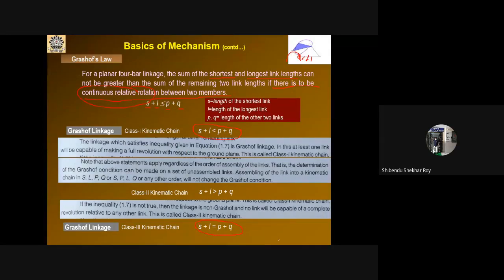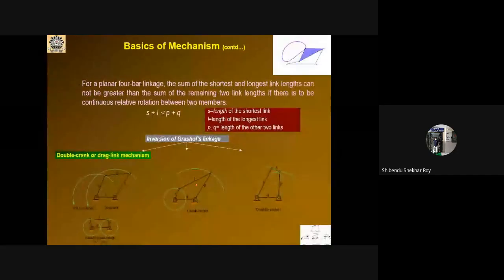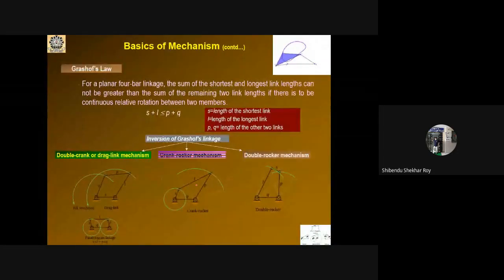So I would like to show you some examples here. If this condition is not satisfied, that means S plus L is greater than P plus Q, then that linkage is also a mechanism, but it is known as a non-Grashof linkage or the class 2 kinematic chain. Now you just see the example of the inversion of that.